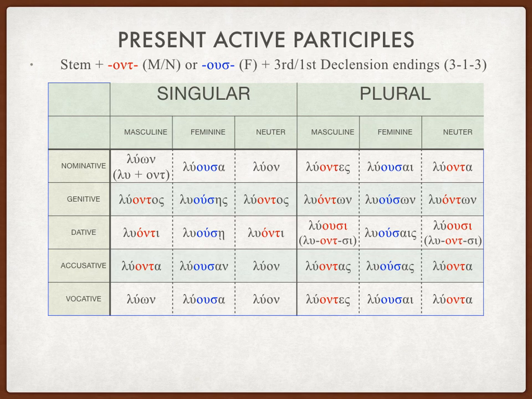What I'm really looking at is a combination of lu, my stem, with the infix for the participle ont, and the dative plural ending sigma basically helps to contract that. Because sigma beats up tau and beats up nu, something you've seen it do before. We call this compensatory lengthening.